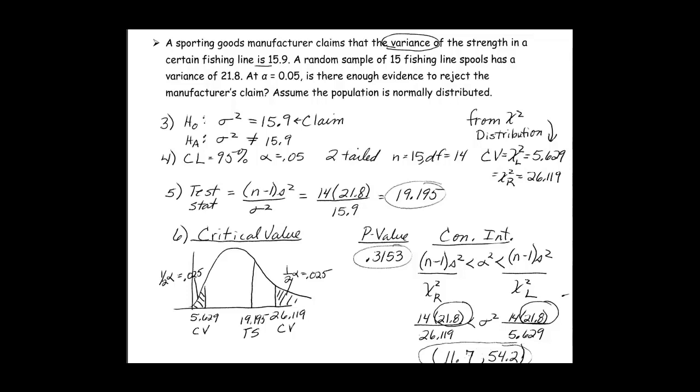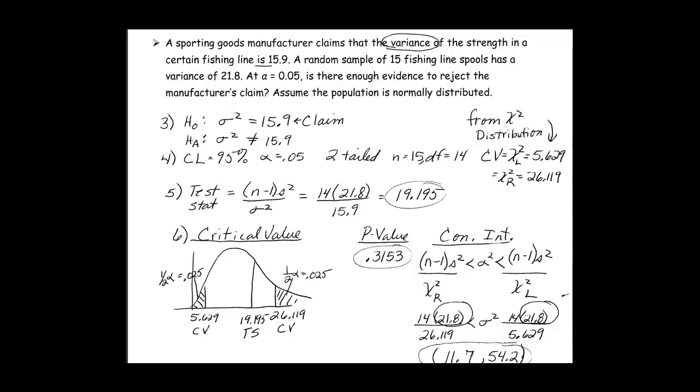Okay, in this activity, a sporting goods manufacturer claims that the variance of the strength in a certain fishing line is 15.9. A random sample of 15 fishing line spools has a variance of 21.8. At an alpha of 0.05, is there enough evidence to reject the manufacturer's claim?